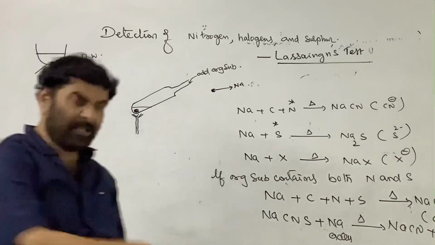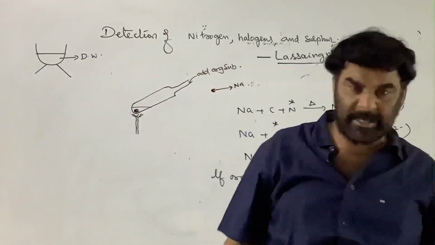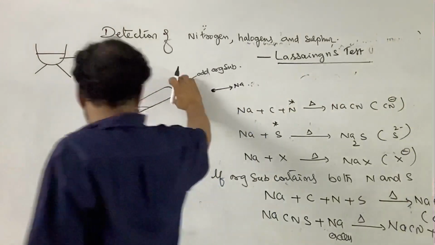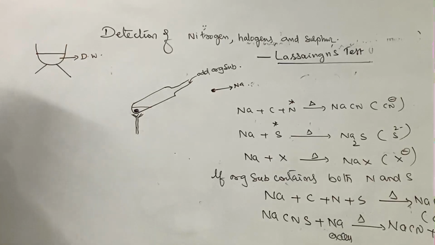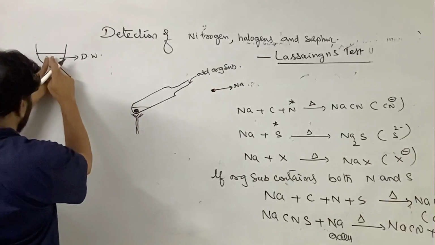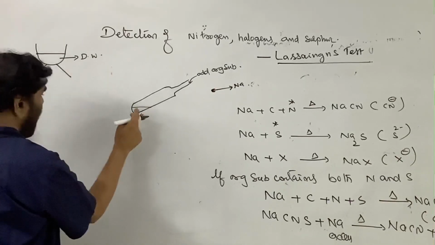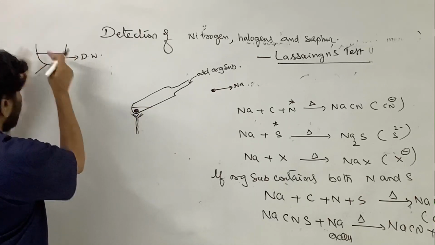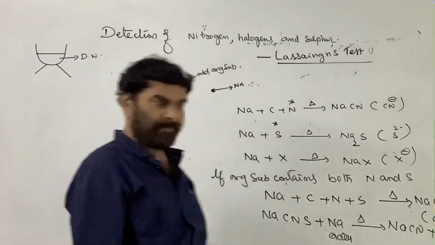When the glass comes into contact with cold water, its temperature suddenly decreases. What happens? It breaks. Once this tube is immersed in 20, 30 or 40 ml of distilled water, the red hot tube breaks, and all the contents, the charred content, come into contact with the water.